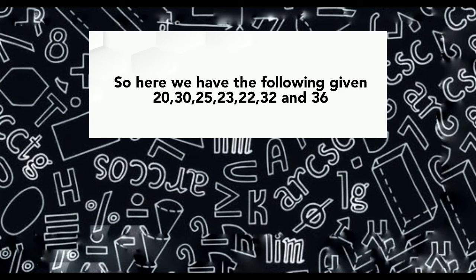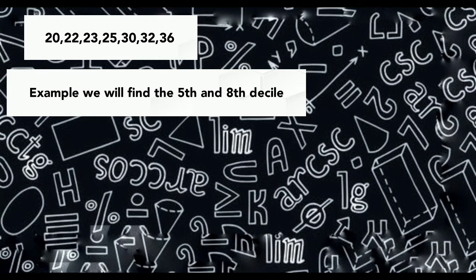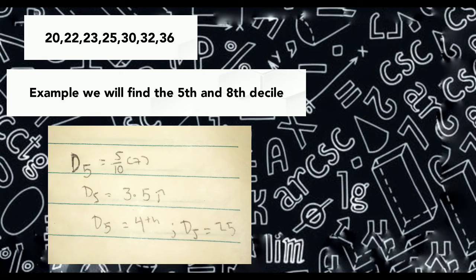So here we have the following given: 20, 30, 25, 23, 22, 32, and 36. The first thing we need to do is to arrange the data into ascending form. So, example, we will find the fifth decile, or d sub 5. We will use the formula d sub k is equal to k over 10 multiplied by n. So we will have d sub 5 is equal to 5 over 10 multiplied by 7, because 7 is the total number of the samples.